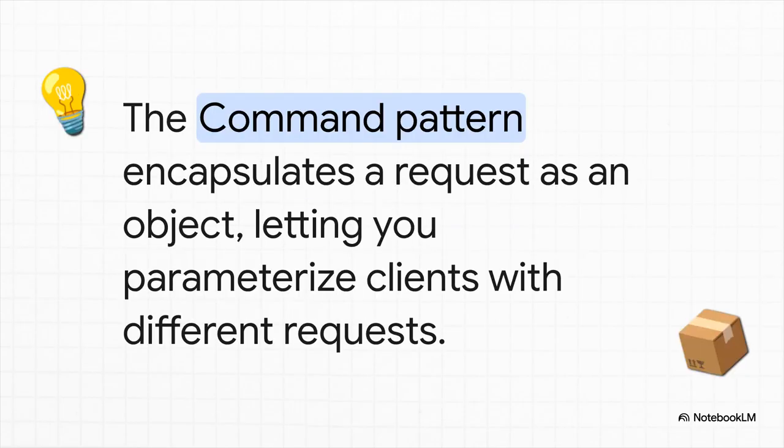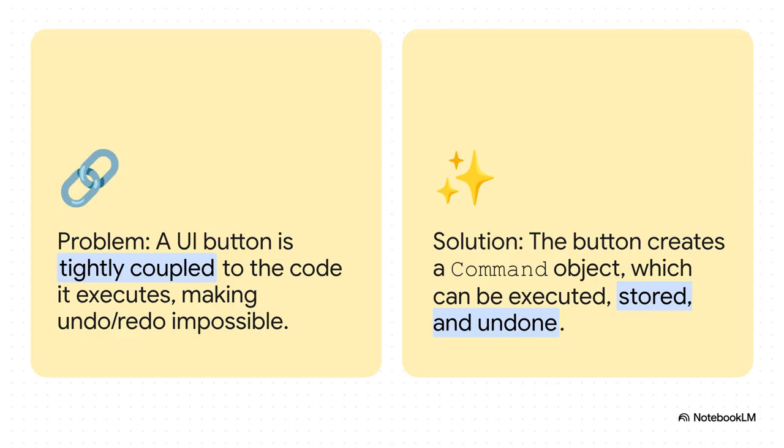It wraps up a request into a standalone object. That order ticket is the command object. This lets you do all sorts of cool stuff, like queue up requests, log them, and even support undo. And this is where the command pattern really shines in a practical way.